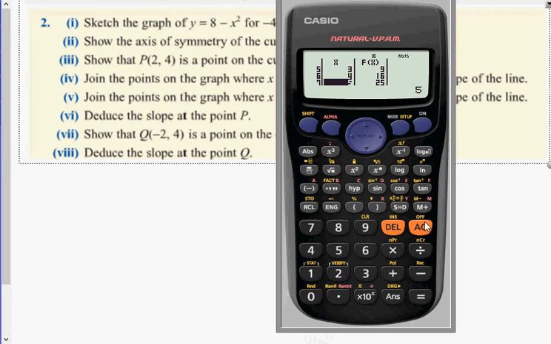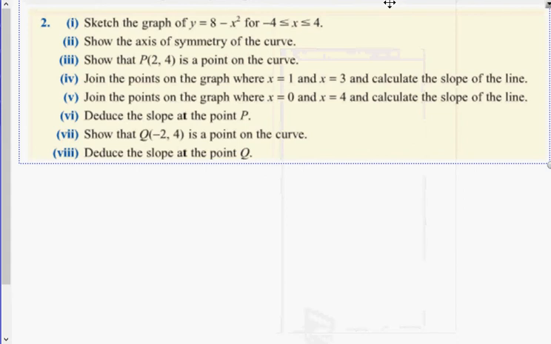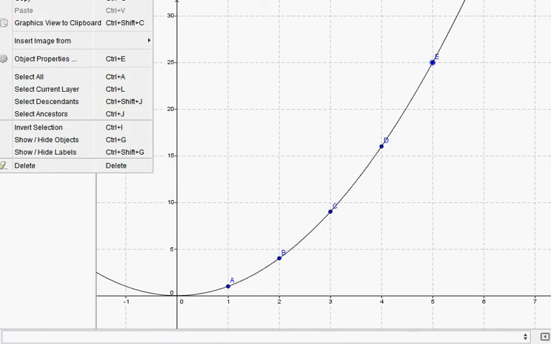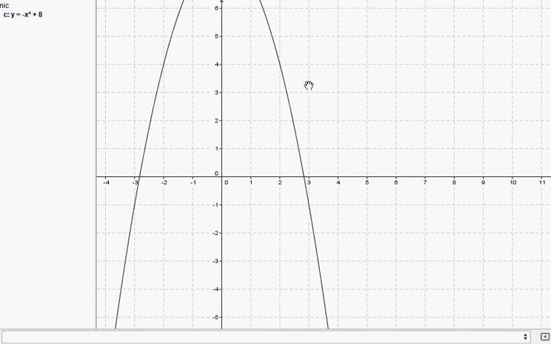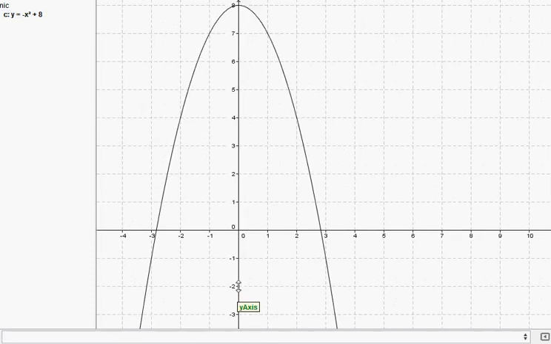So will somebody do this for me, please? Will somebody put that into the calculator? 8 minus x squared. Start at minus 4, end at 4. Step 1. Will somebody take down all these points and call them out to me in a second? So what I'm going to do first is draw 8 minus x squared. So what's y equals? 8 minus x squared. Okay, here it is, and it's going in between minus 4 and 4.